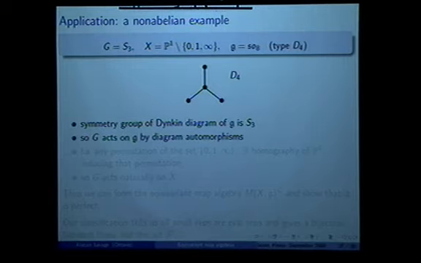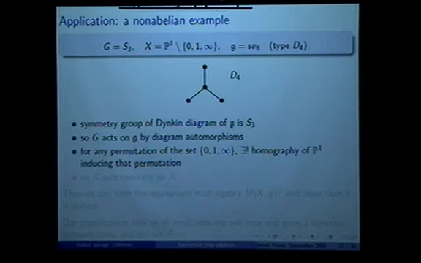Now we also want an action of the group on our variety. So now we have to remember that a homography of P1 is determined by where it sends any 3 points. And you can send any 3 points anywhere you want by a homography of P1. So if we take P1 and we want an automorphism of P1 minus 3 points, we can think of a homography of P1 that permutes these 3 points. And for any permutation of this set, 0, 1, infinity, there's a unique homography of P1 inducing that permutation. So we have an action of S3 on P1 minus 3 points in this way.